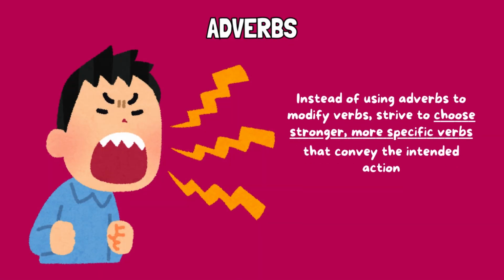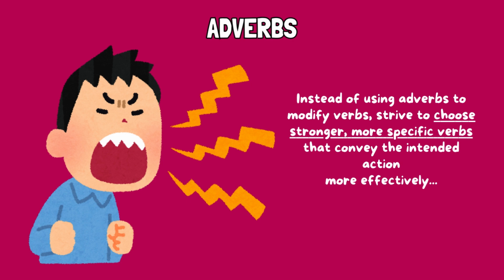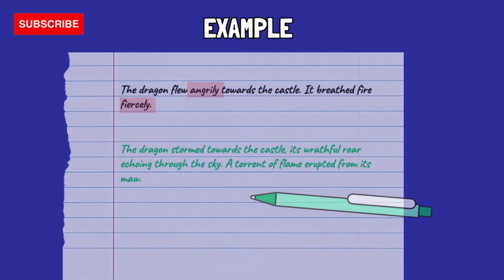Another thing to look out for is adverbs. Adverbs often serve as a crutch for weak verbs, leading to less vivid and compelling prose. Instead of using adverbs to modify verbs, strive to choose stronger, more specific verbs that convey the intended action more effectively. For instance, run quickly can be replaced with sprint, providing a clearer and more powerful image. While adverbs have their place, overuse can dilute the writing's impact, so they should be used sparingly and thoughtfully. Take a look at this example.